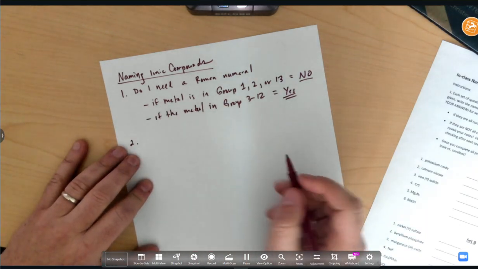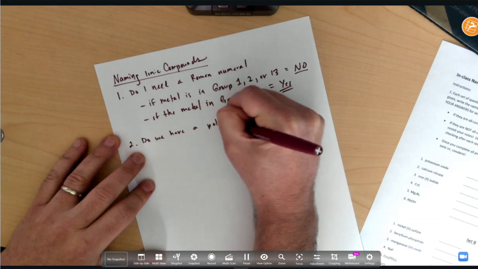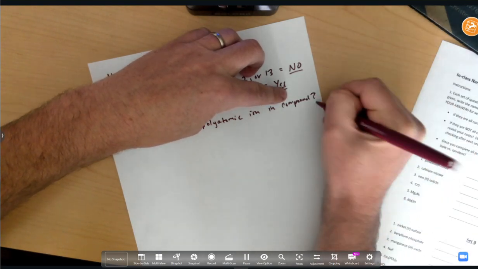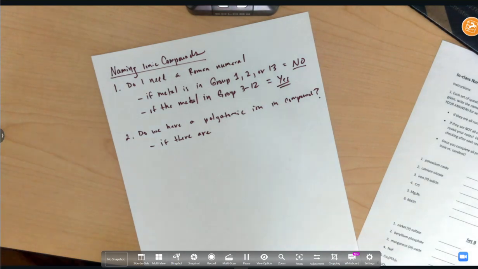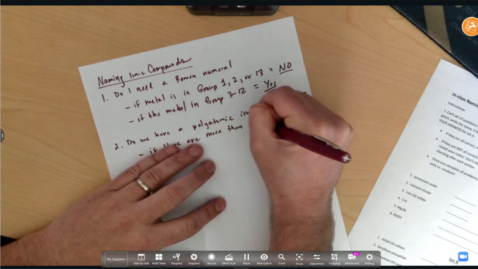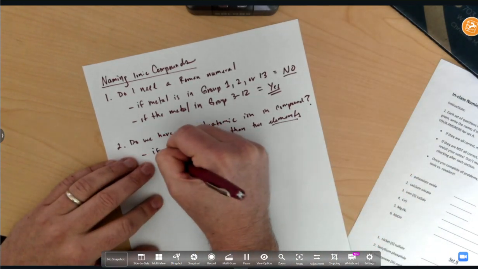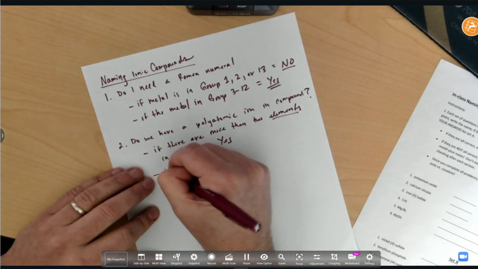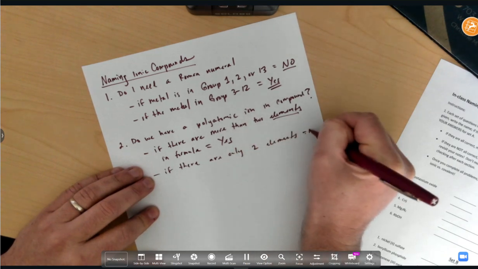The second question we have to ask: do we have a polyatomic ion in our compound? Well, if there are, I'm trying to think in real time how I could make this quicker, but whatever. If there are more than 2 elements, not more than 2 atoms, but more than 2 different elements in the formula, then that means yes. And then if there are only 2 elements, that means no.